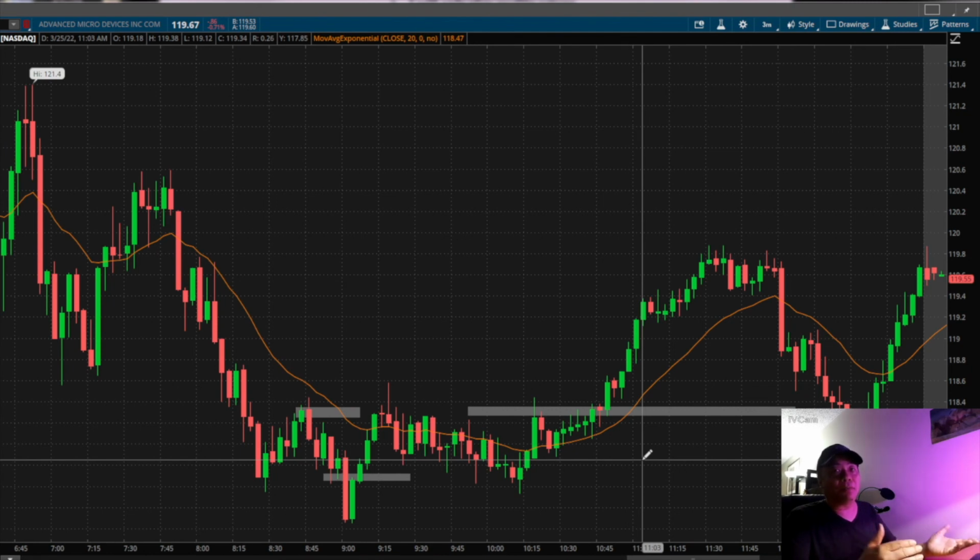It can also apply for short as well. So if you're shorting or going the other direction, you can apply the same rule.